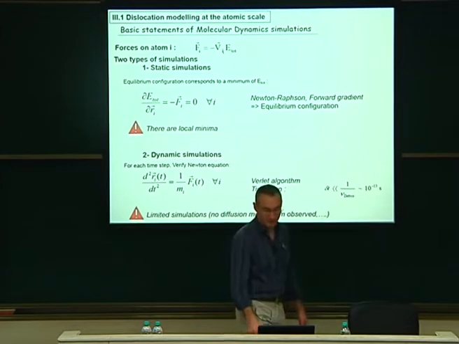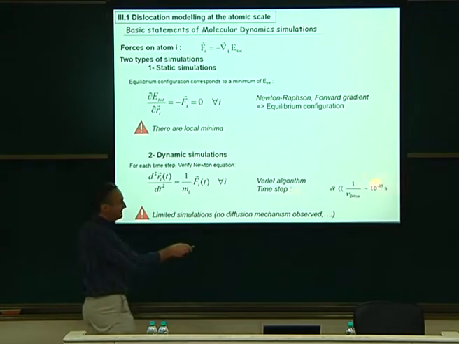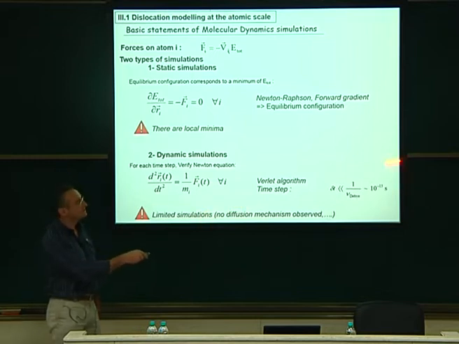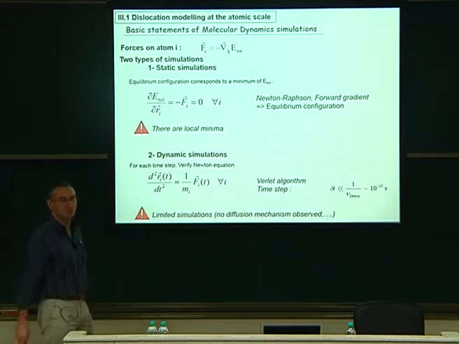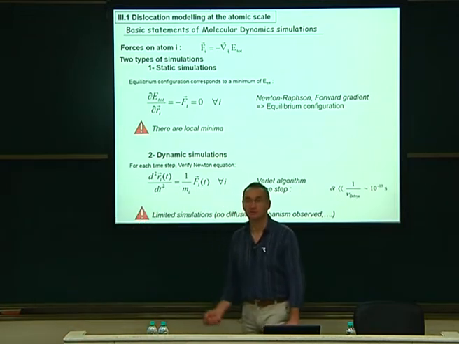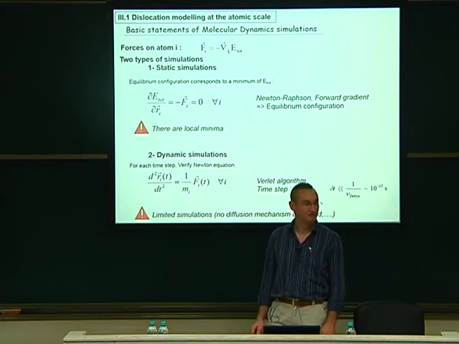Okay? Then here I put also that these are limited simulations. Just because of this time step, which is so small, you will never be able to look at diffusion mechanisms, because diffusion will take something like seconds. Seconds in the computer, and if you have 1 million atoms, you can wait all your PhD, I think, for one simulation. So if you want to look at diffusion, it's better to use Monte Carlo or some other method. Okay.